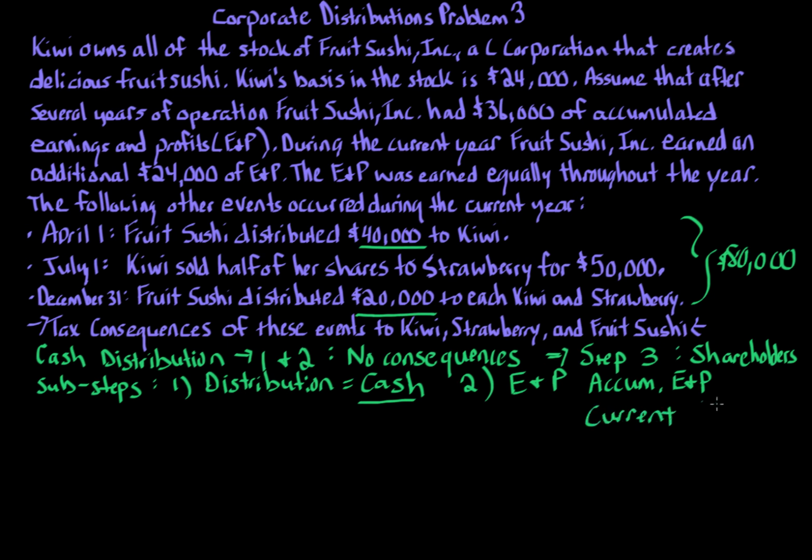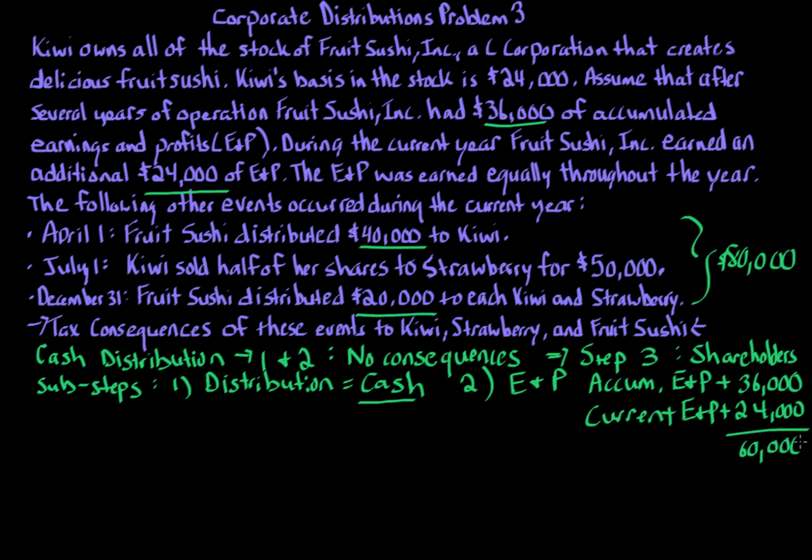Accumulated E&P and current E&P. And again, the current E&P, as we saw in previous problems, is after step 2, which here there's no adjustment. So the accumulated E&P is a positive 36,000. The current E&P is $24,000, we're told. So that is the amount of E&P that we have. Now note that it's positive in both years. So when it's positive in both years, you can go ahead and add it together. 36 plus 24, that's going to give us 60,000.